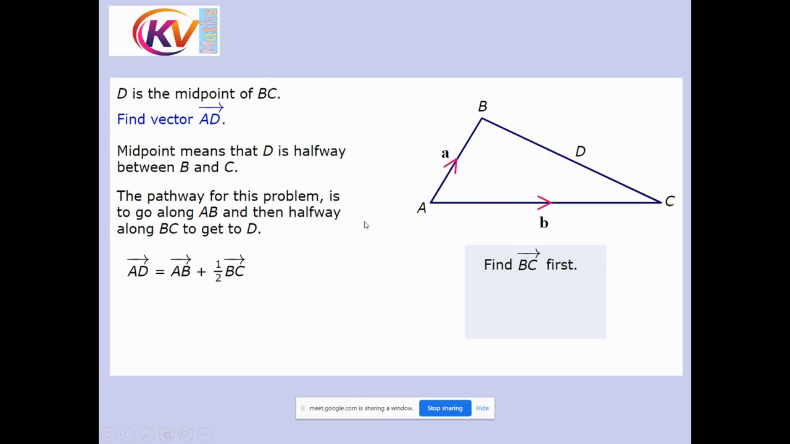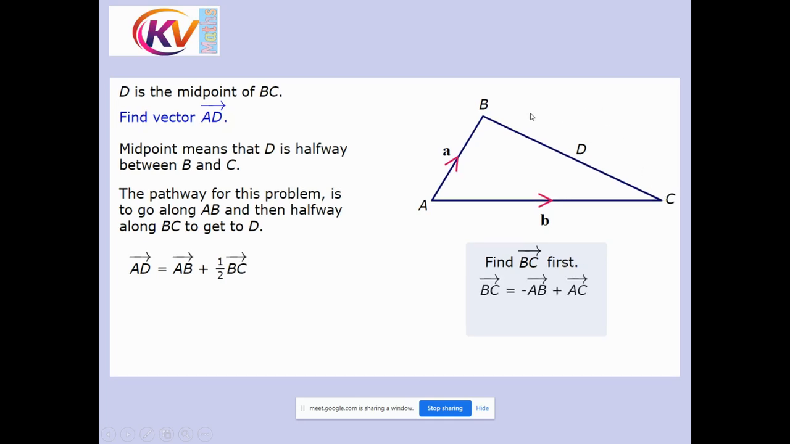I'm going to go from A to B because I'm going to go up there, and then I'm going to go halfway along BC. Which means, because I need halfway along BC, I need to work out BC first. So that's going to be my first job. To get from B to C, remember the only roads that I can travel on at this point are for me to go from B to A and then from A to C.